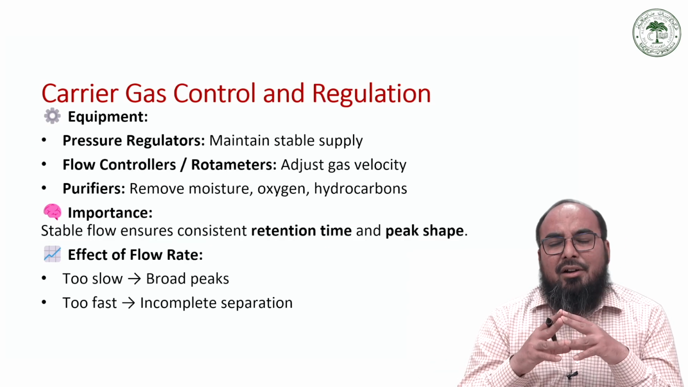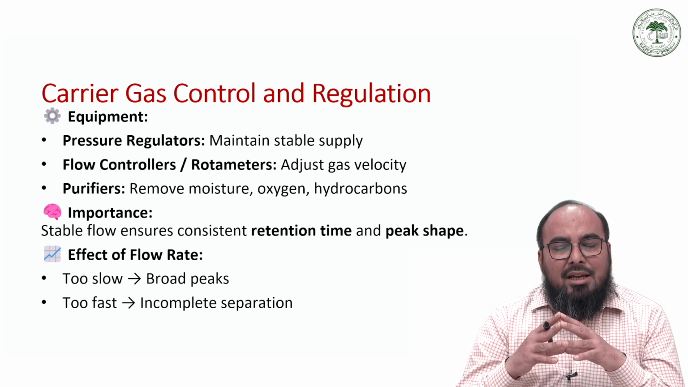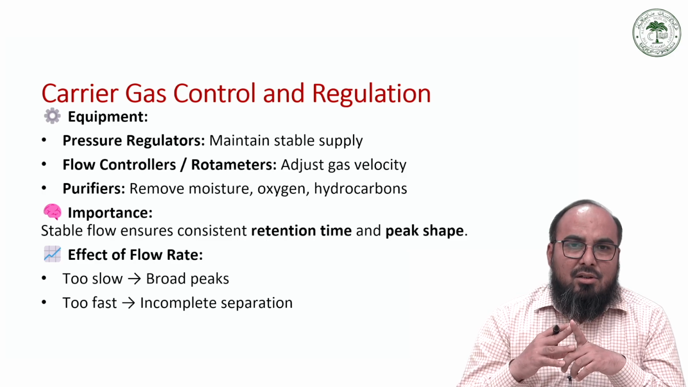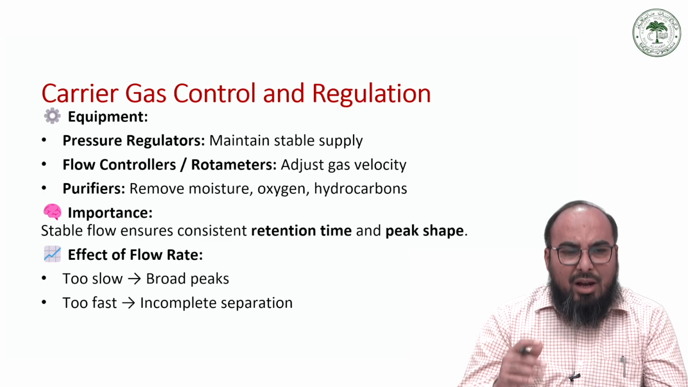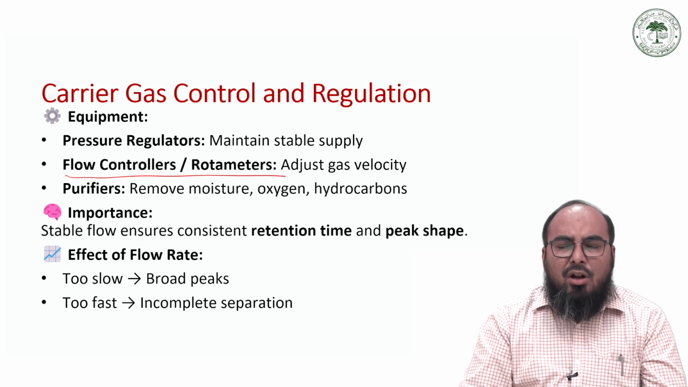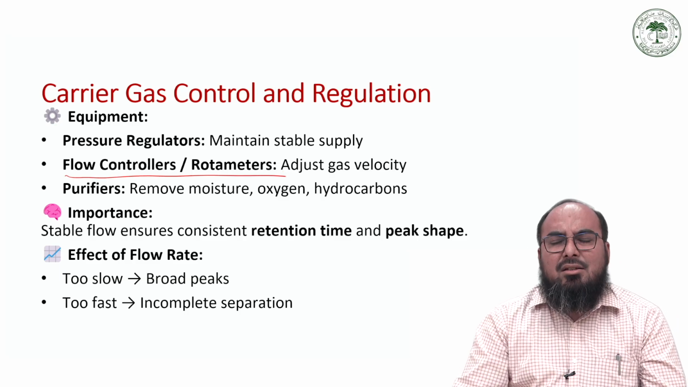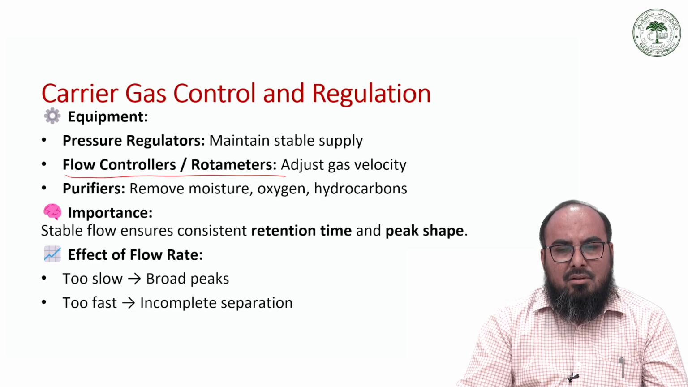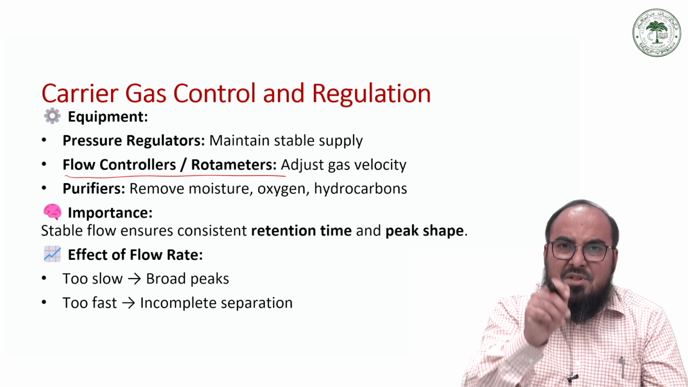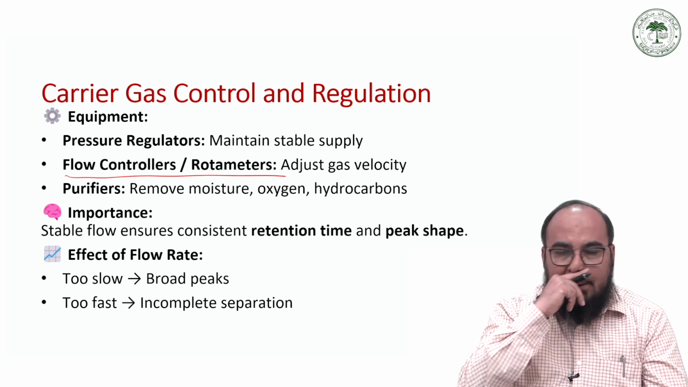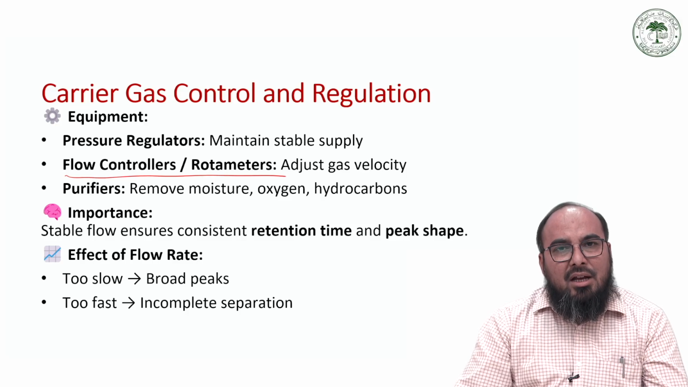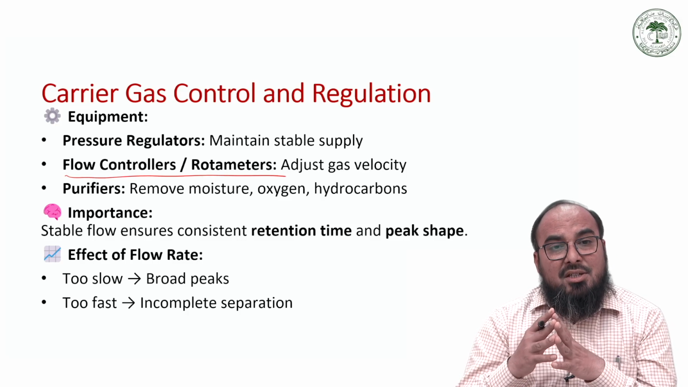So, carrier gas control and regulation. Now the carrier gas is preferably helium or argon. With the carrier gas, you have to have a good flow controller, rotameters. The role of these rotameters is to adjust the gas velocity or gas speed, because you have to maintain an optimum speed. We have already discussed what optimum speed is and how it affects different terms and the overall column efficiency.